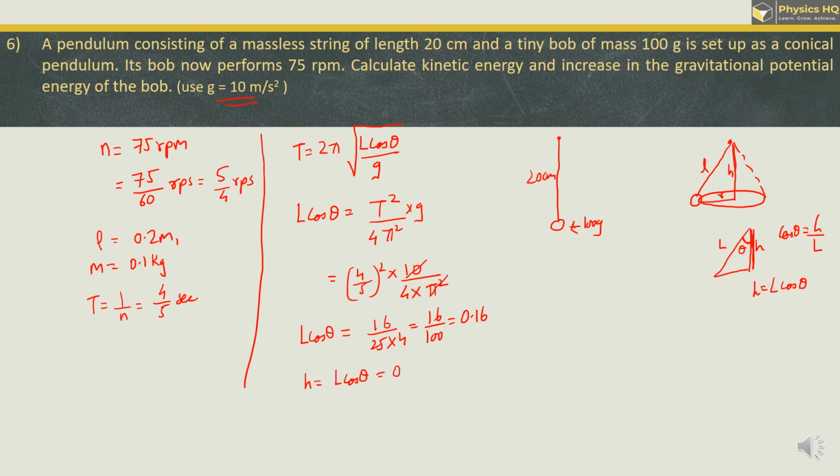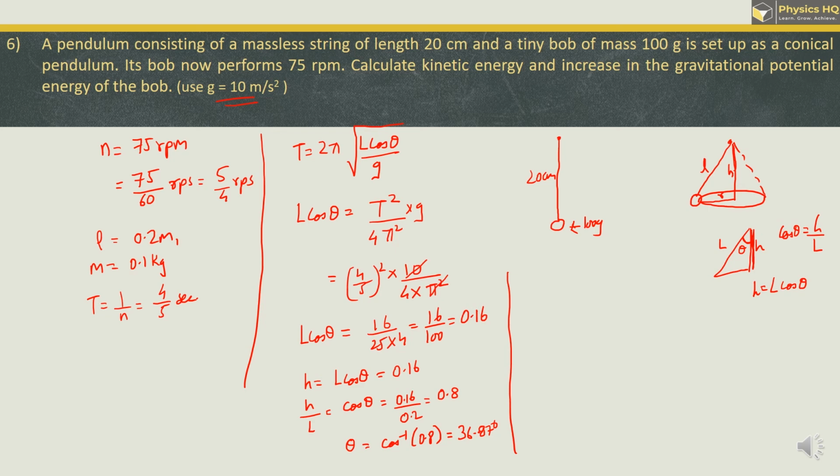Now what we can do is rearrange this. If we take L down, what is left is h by L, which is equal to cos theta, and h is 0.16, L is 0.2, so we got cos theta as 0.8 over here. From this we can calculate theta. Theta is cos inverse 0.8. Once again we need to look into the logbook. We get something around 36.87 degrees.